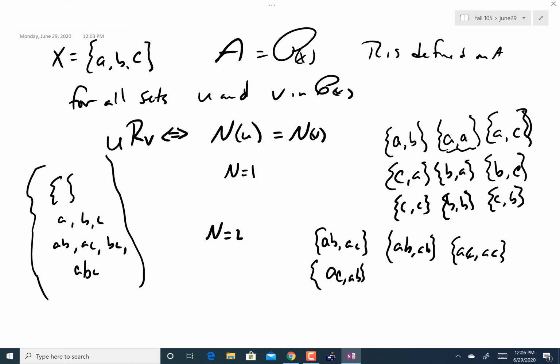That's great. And then for n equals 3, the only one that's going to be in it is ABC with ABC, right? Nice. Yay. Not too difficult.